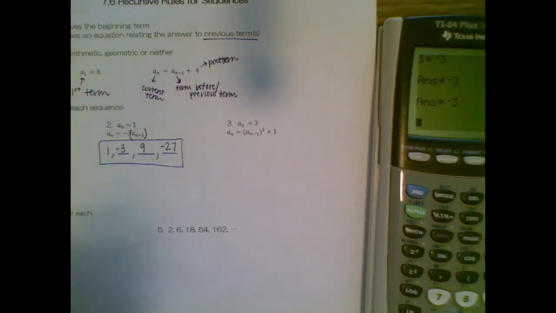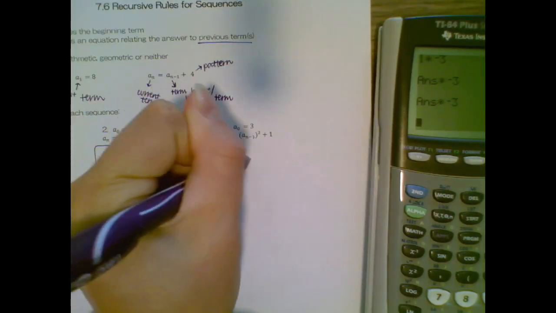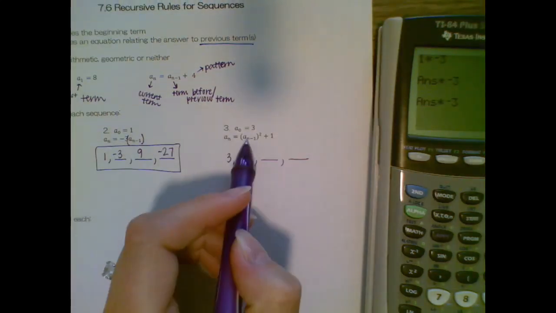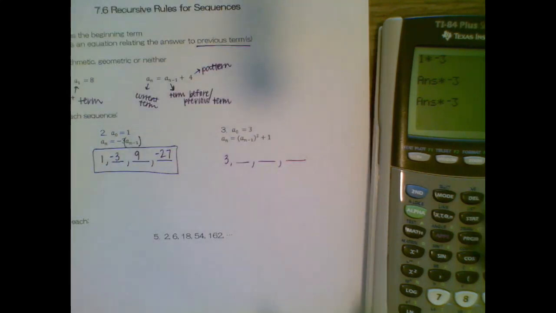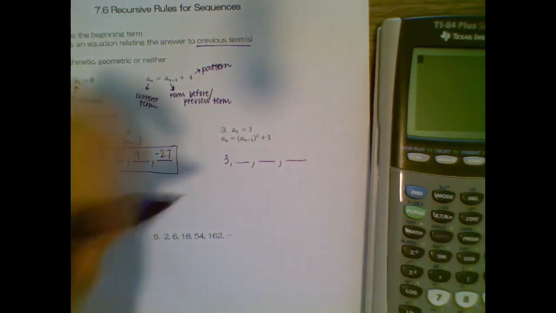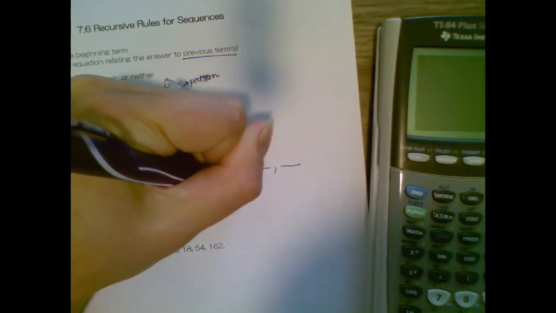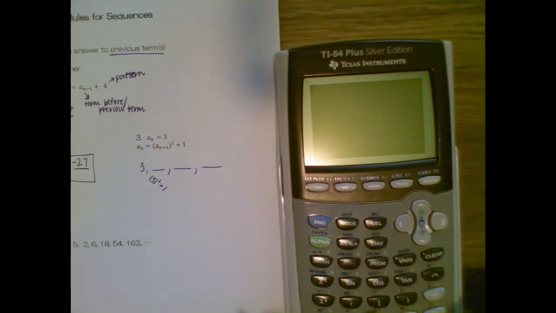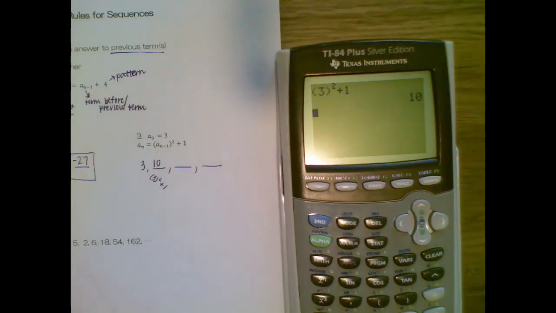All right, number 3. Our first term is 3. To find the next 3 terms, because we need the total of 4, we're going to take the previous term, square it, and add 1. So this previous term is 3. So I'm going to do 3 squared plus 1 to get that term. 3 squared plus 1 is 10. Okay?